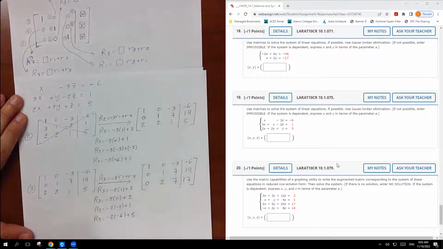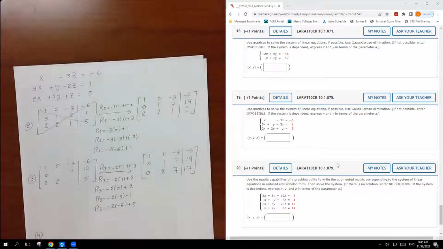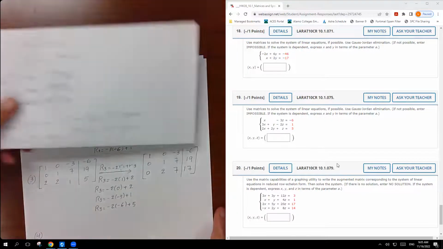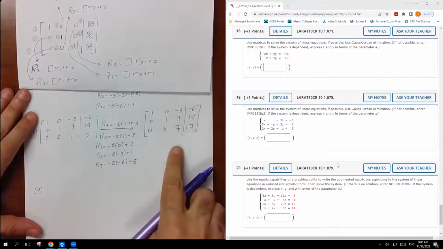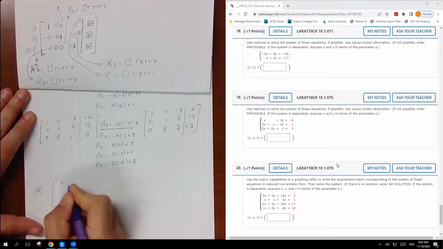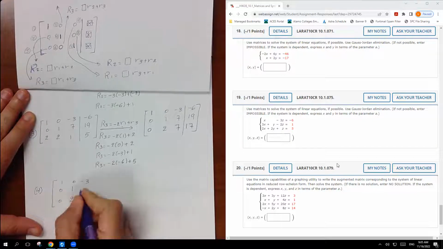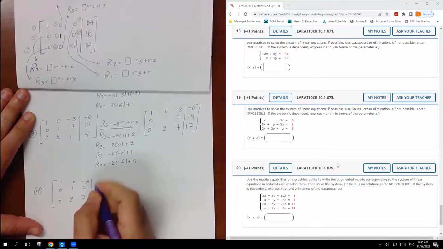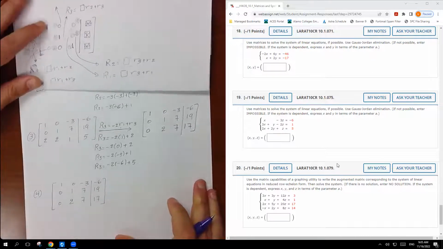So our new matrix is going to be this one. 1, 0, -3, 0, 0, 1, 2, 7, 7, -6, 19, and 17. So this is our new matrix.